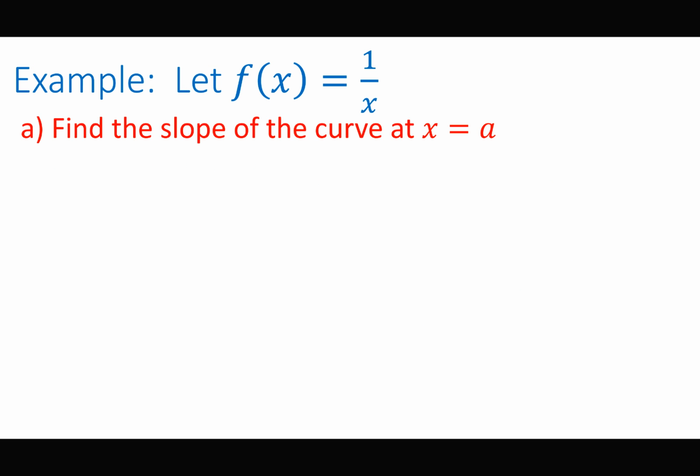All right, let's actually do one. Let f of x be the function 1 over x. We want to find the slope of the curve at x equaling some a value. They're not telling me what x is going to be, it's just some a value, so our answer is going to be a function. Well, in order to do this, I have to use my limit definition, f of a plus h minus f of a all over h.